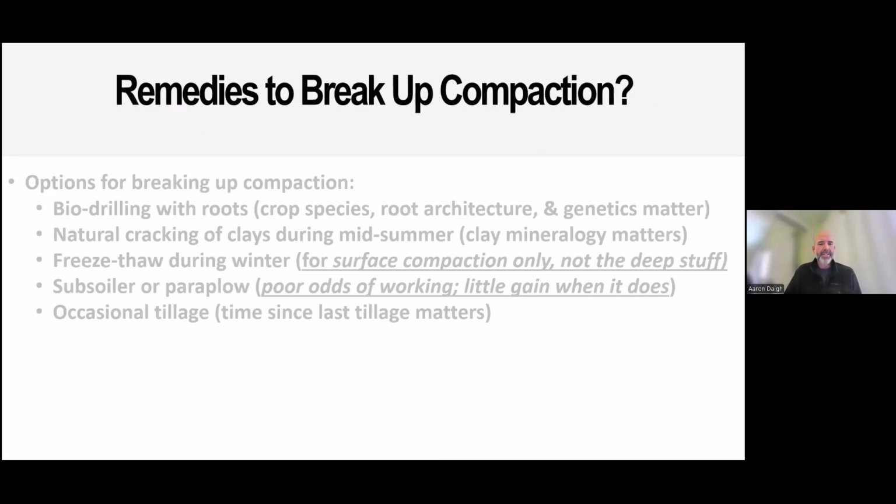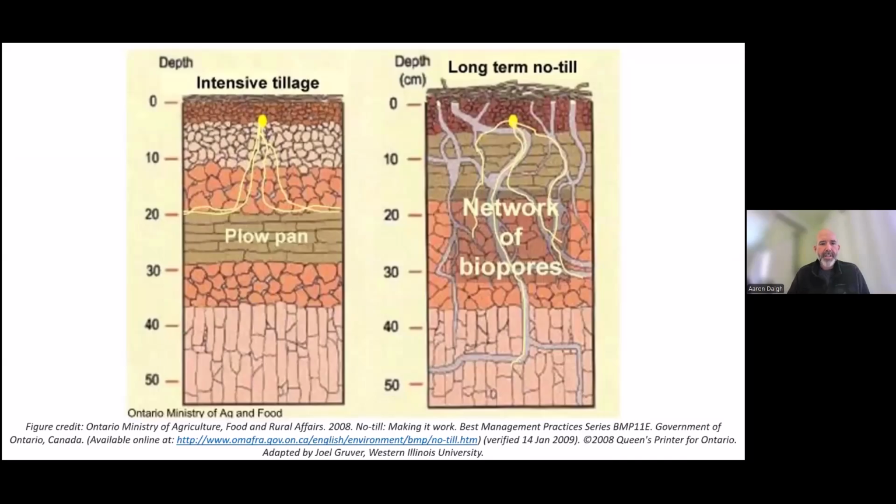I want to give a variety of different ways that are out there. The first one, biodrilling with roots. So crop species, root architectures, genetics matter in here. I like this diagram right here because it shows that when you have a soil that has a compacted layer down in it, roots start going and then they'll grow laterally once they hit it.